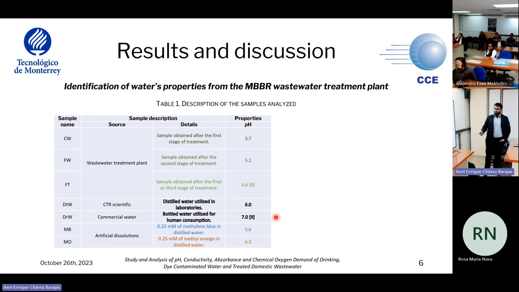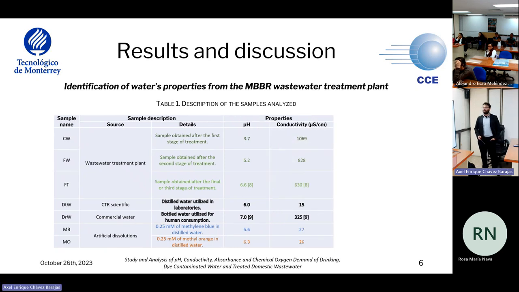Now, after pH, we also ran some conductivity measurements, and we can see here how the conductivity also changes with respect to the advance of all of the stages of the wastewater treatment plant. At the beginning, in the first stage, the conductivity is a value really high, as we expected, and as the stages advance, we obtain a final conductivity value of 630. Here, I would like to highlight that, according to a norm, this value is acceptable for the same purposes as I mentioned before, irrigation.